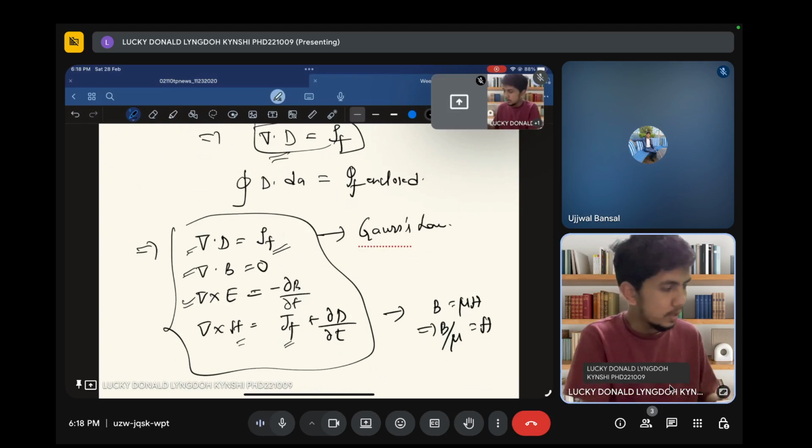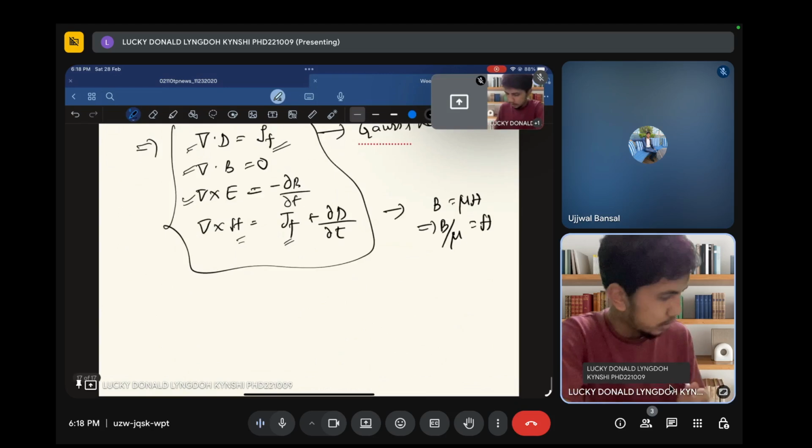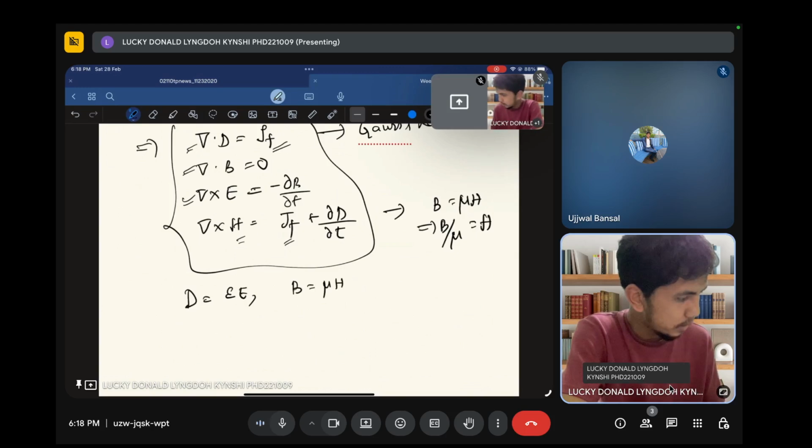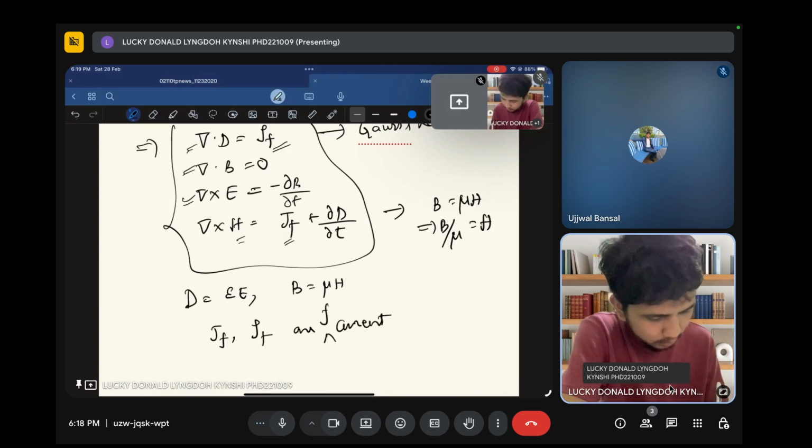Now there is a second question. If I write it this way, D is equal to epsilon E in this case, and also B is equal to mu H, and J F and rho F are the free current and free charge densities.